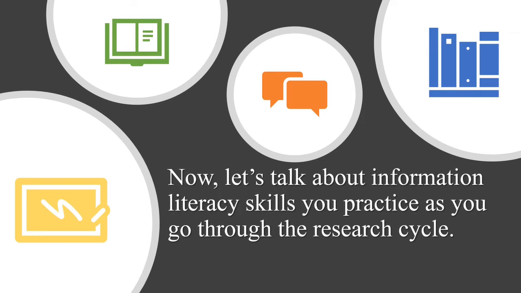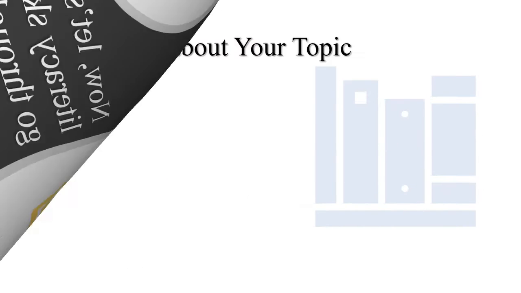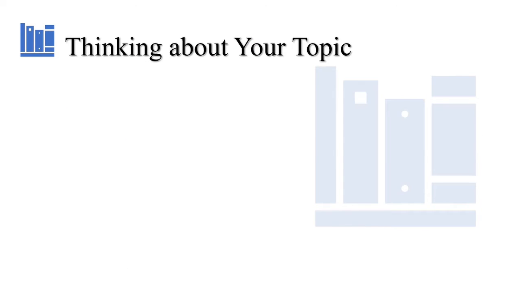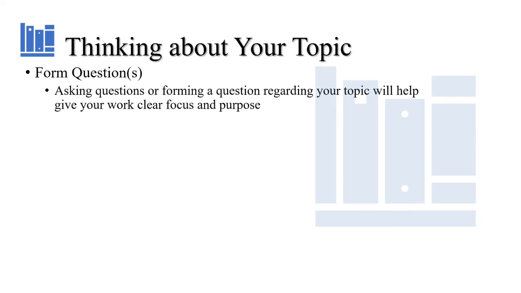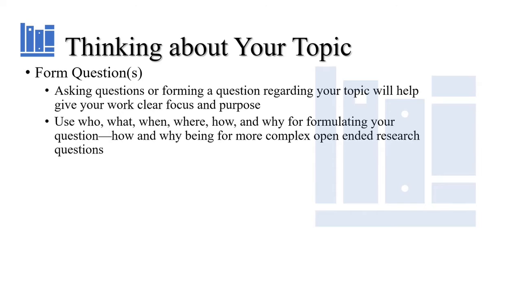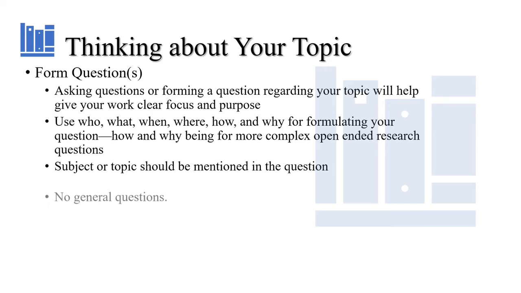Now let's talk about information literacy skills you practice as you go through the research cycle. The first skill we're going to talk about is thinking about your topic. You'll want to form a question or questions. Asking questions regarding your topic will help give your work clear focus and purpose. Use who, what, when, where, how, and why for formulating your question, how and why being for more complex, open-ended research questions. Your subject or topic should be mentioned in the question.